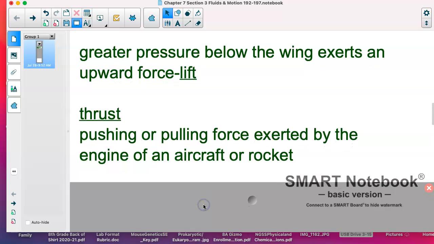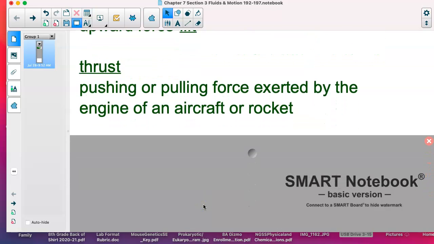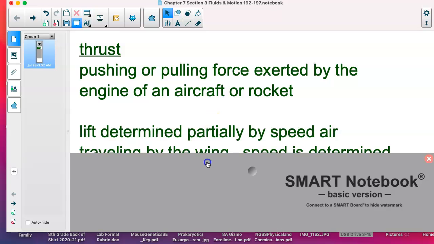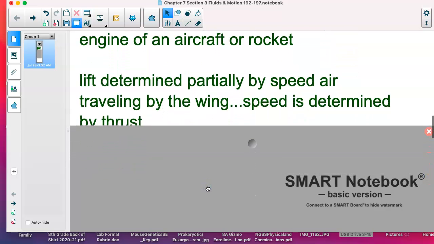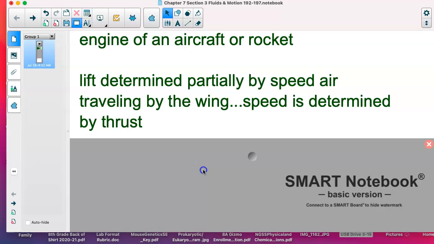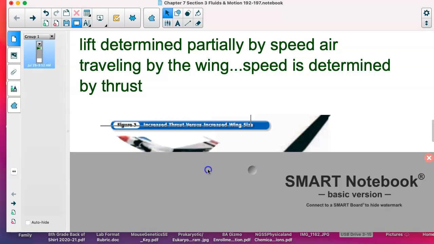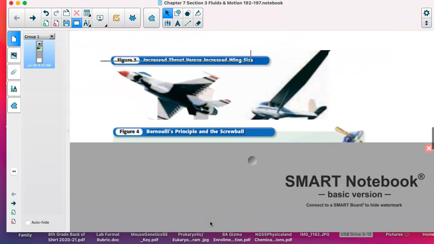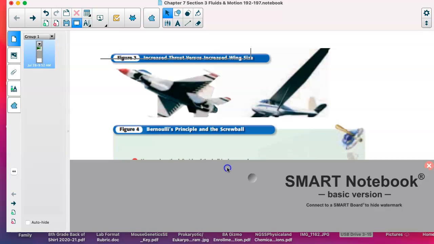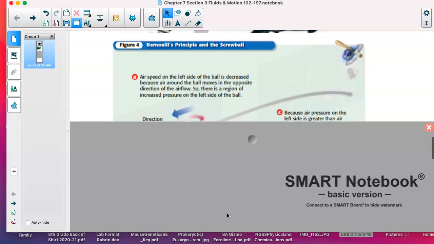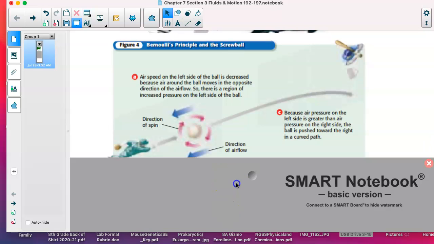Thrust is another piece. We use engines for that, which is the pushing or pulling force, and usually that is related to some type of engine, or several engines when you get into larger aircraft. So lift is determined partially by the speed of the air that travels over the wing, and the speed is determined by, of course, the thrust of the engines. There's a couple different wing shapes we can mess with, and you can look at the angles and all of that. That gets a little more complex, but we're going to take a couple different points to look at in our lab.